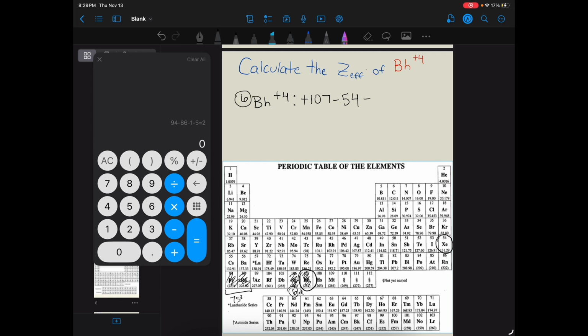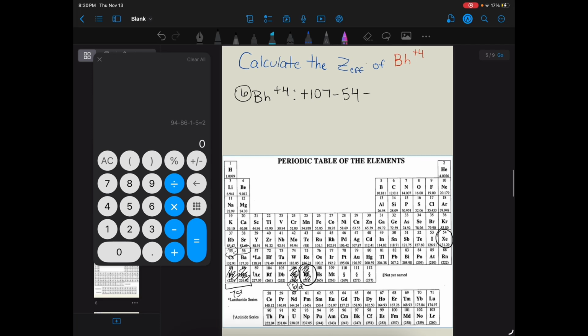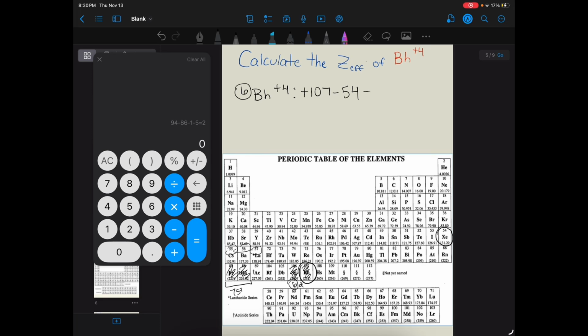So after that, we would want to look at 55 and then 56. Are they blocking it? No, they are not blocking it because they are in orbital level 6s. And again, going back to the analogy of a concert, they are seated next to our bohrium right here. So no, they are not blocking the view of the singer. So we just go past those. Then we would want to look at 57. Is that blocking it? Yes, it is blocking it because it's in the 5d orbital. So we would do minus 1.